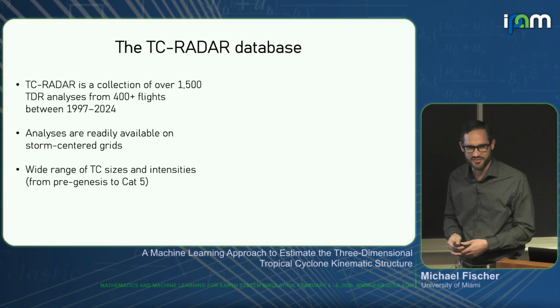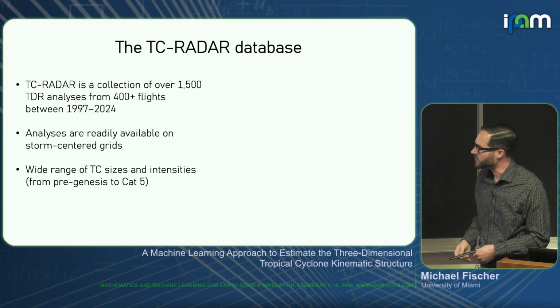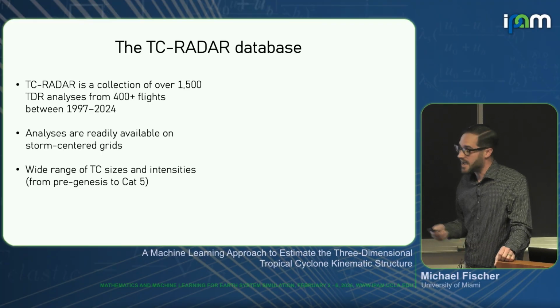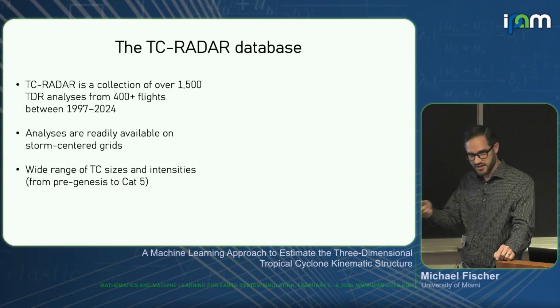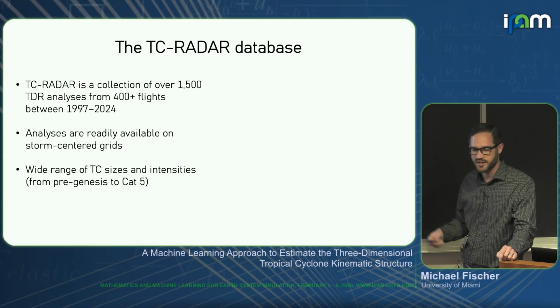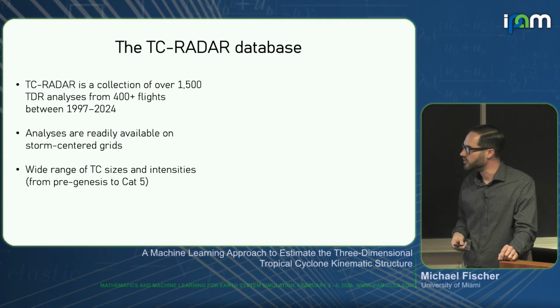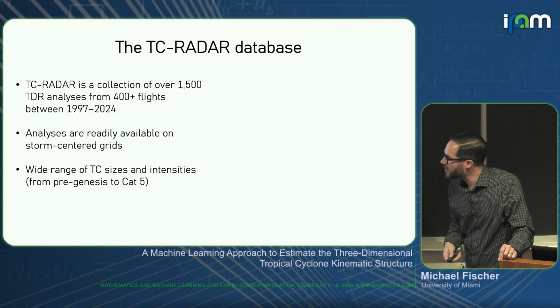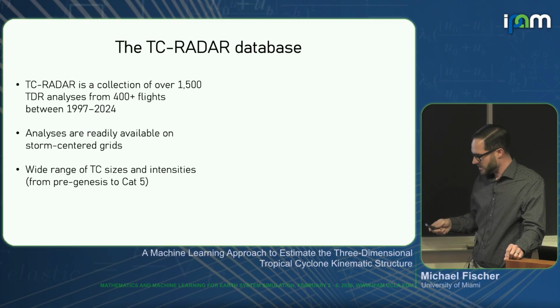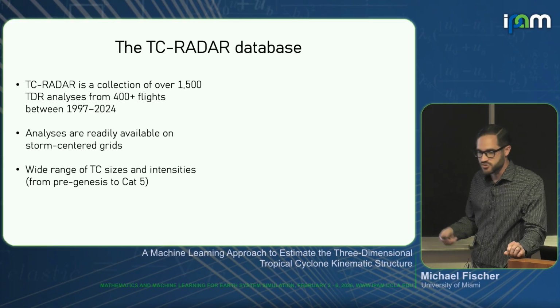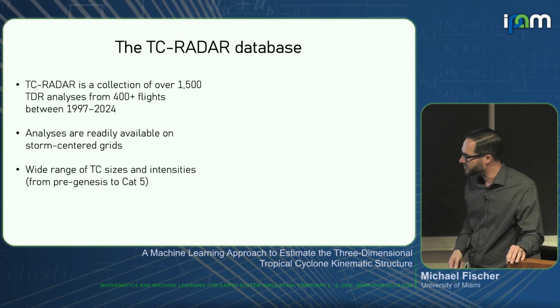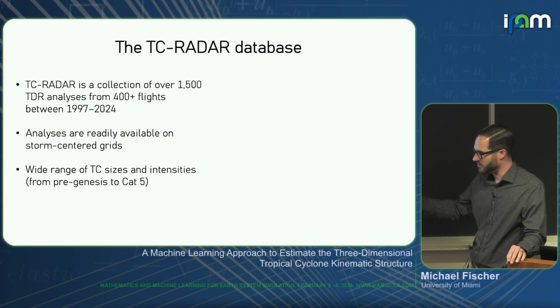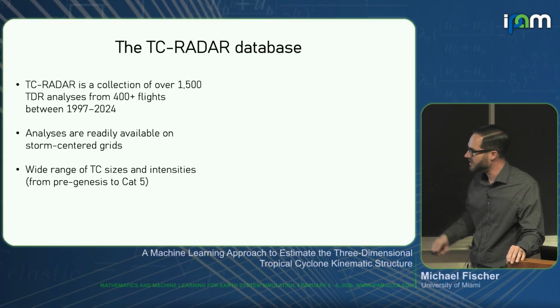It's basically a collection of all NOAA TDR analyses that were collected over the last 3 decades or so. So we now have upwards of 1,500 unique TDR analyses from over 400 hurricane hunter flights from 1997 to 2024. I'm in the process of adding 2025 once that data is available. And so analyses in TC radar are readily available on storm-centered grids. I impose an objective center finding method, which I'll talk a little bit about, to help find the storm center in these analyses that have data gaps.